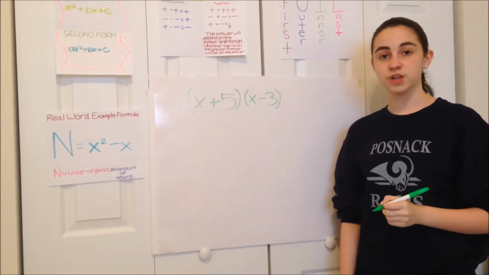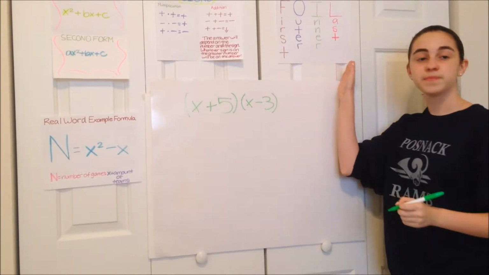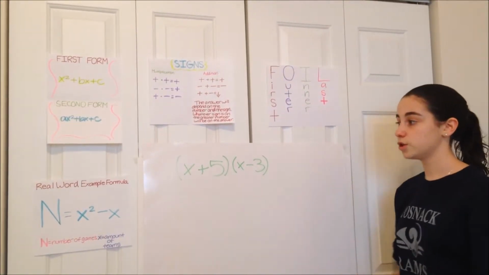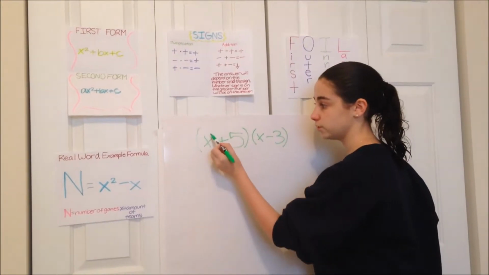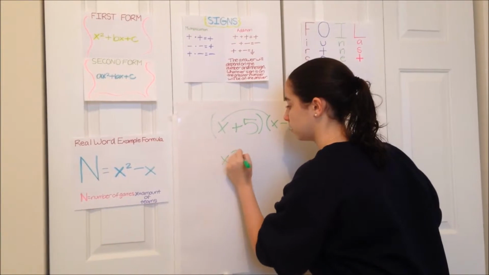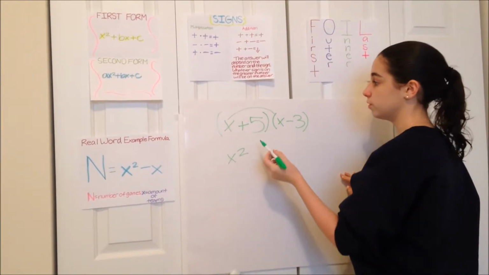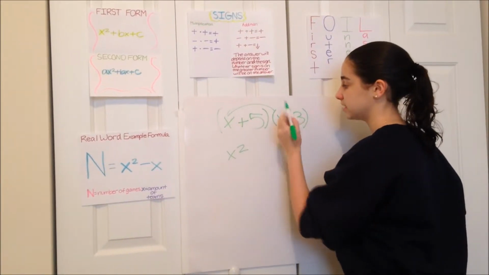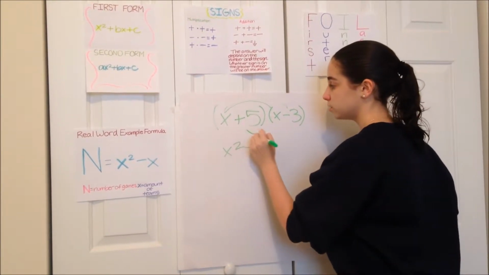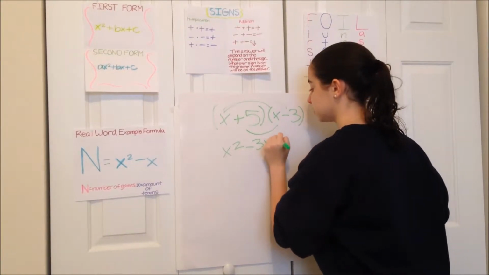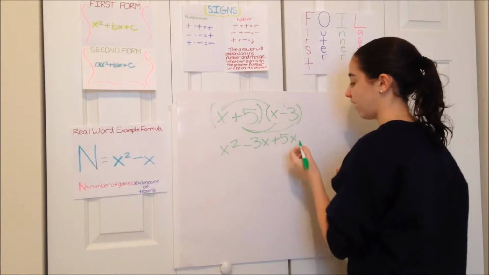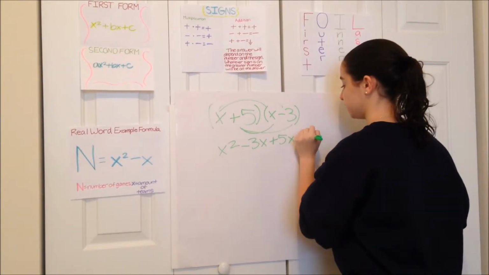The first step into solving this problem is to use the FOIL method. FOIL stands for first, outer, inner, and last. So, for the first step of the problem, we're going to do the first. That is the x times the x to give you x squared. Then, you're going to do the outer, which is the x times the negative 3 to get negative 3x. Then you're going to do the inner to get the 5 times the x to get positive 5x. And then you're going to do the last of 5 times negative 3, which is negative 15.